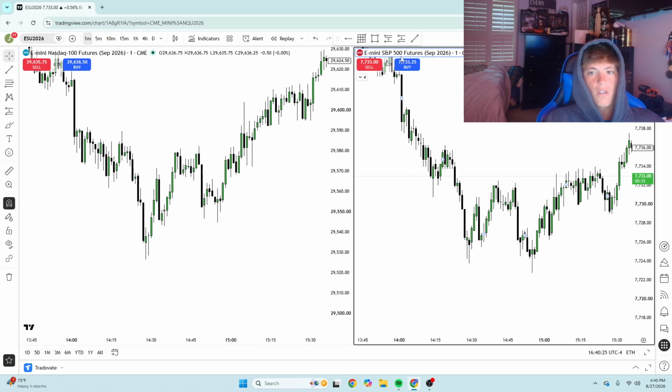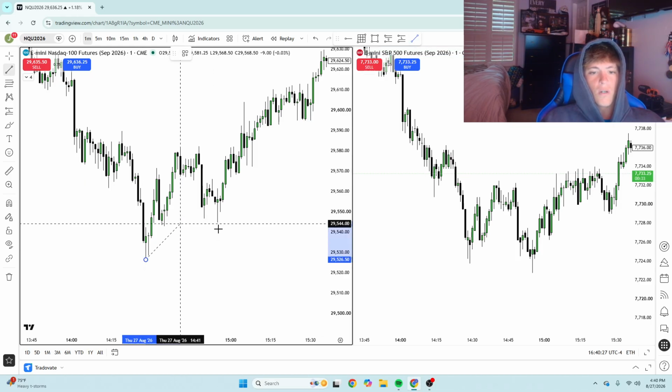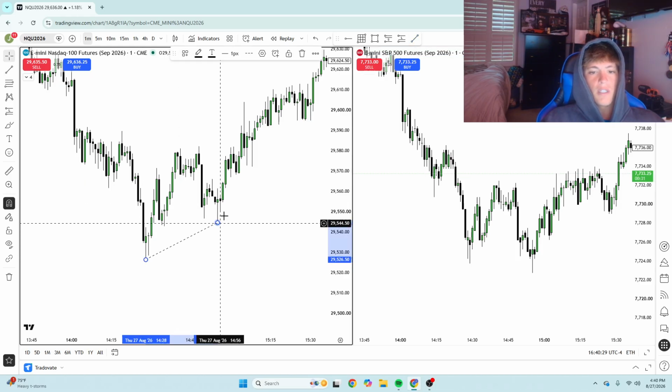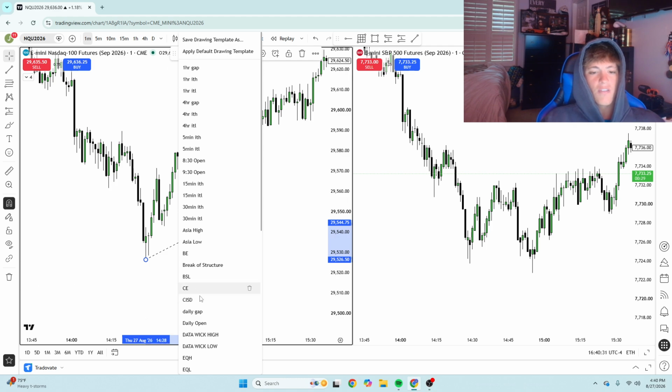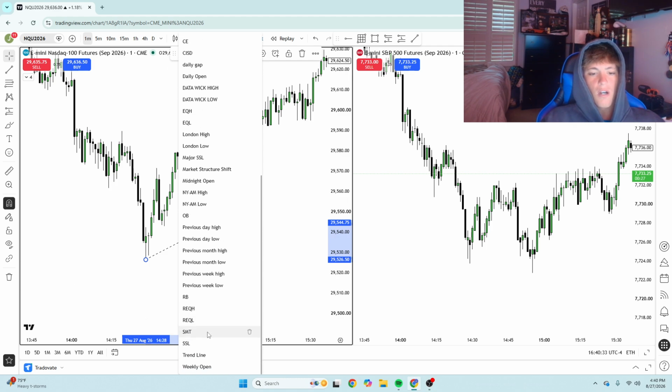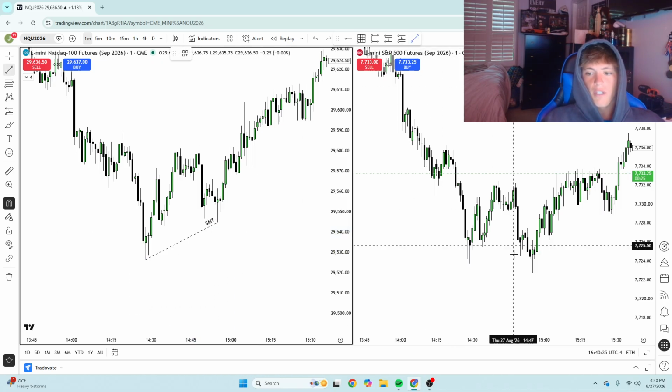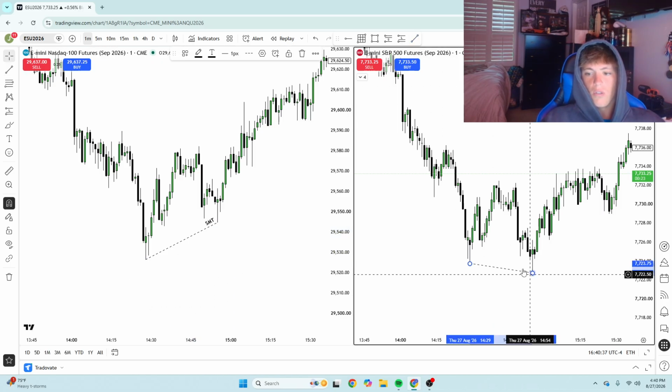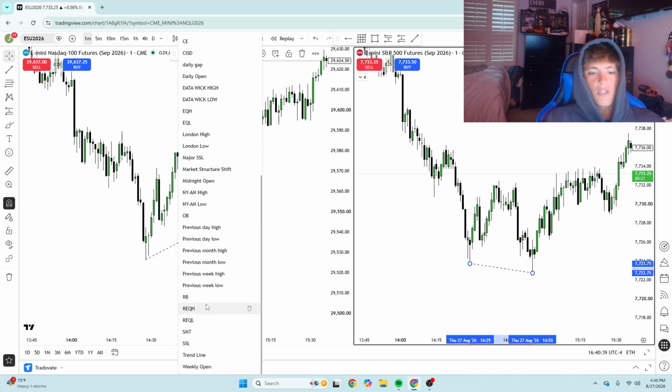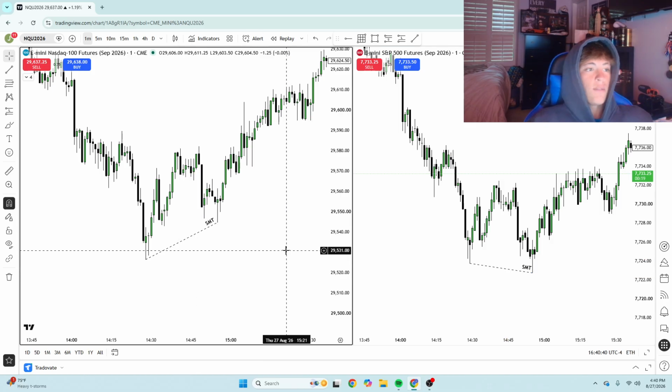Now, what's another example we could show? Right here. What do we see? Well, SMT. Why? Because this low got swept on ES. Now, if you look at this SMT, how does price react after? It goes up. Now, SMTs are a very strong thing to use in the market.